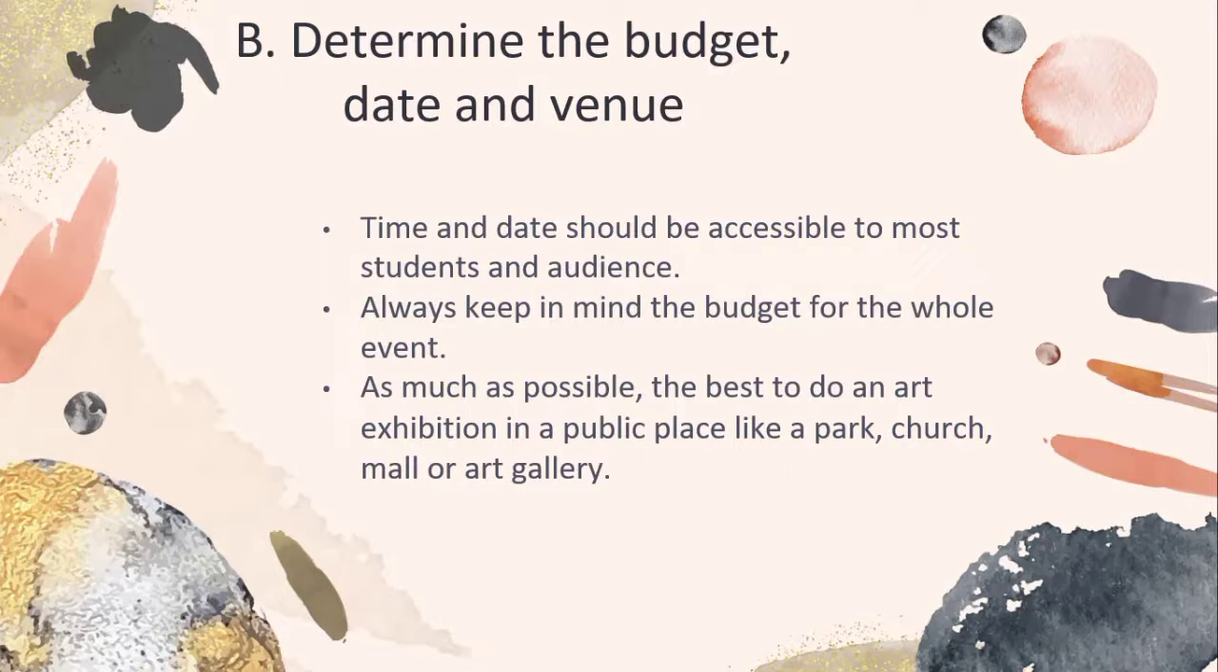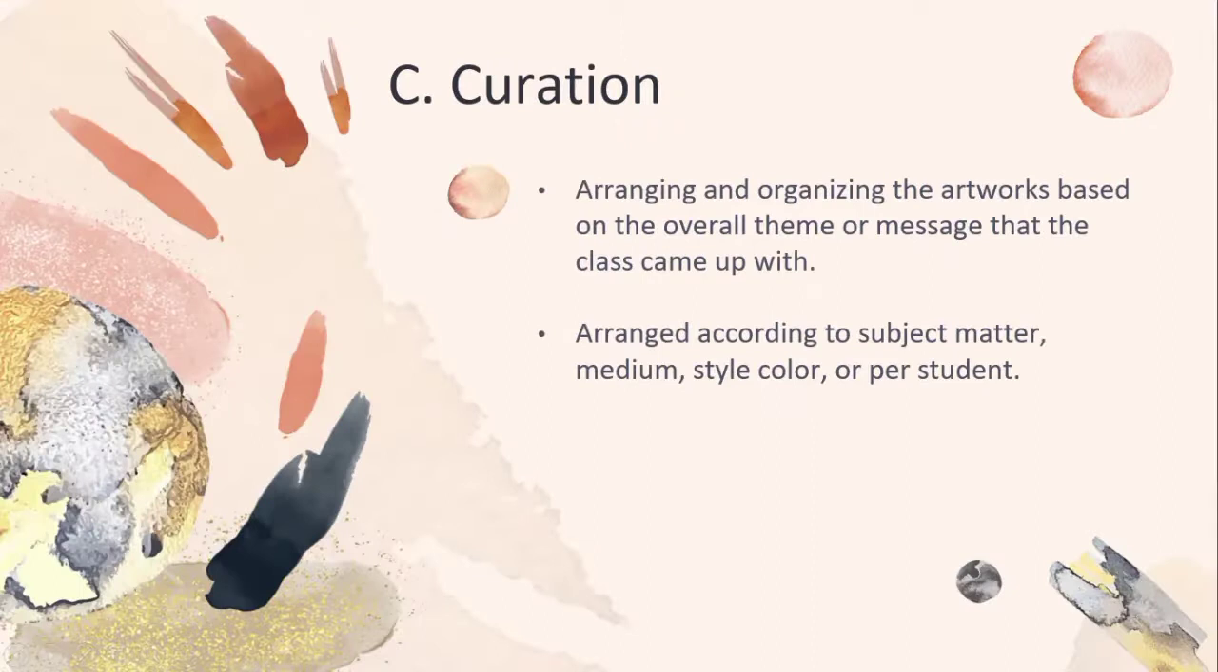And the last part of my discussion will be curation. Now, what is curation? The next part of preparing for an art exhibition is curation. It is arranging and organizing the artwork based on the overall theme or message that the class came up with. Based on the venue and setup available to you, determine the number of works that can be showcased per student. Artworks selected can be the teacher's choice or the student's choice.